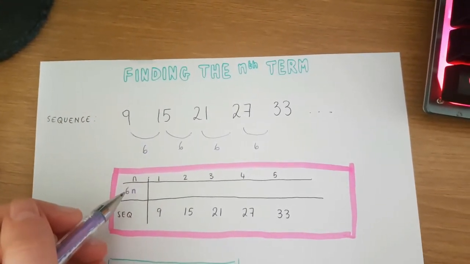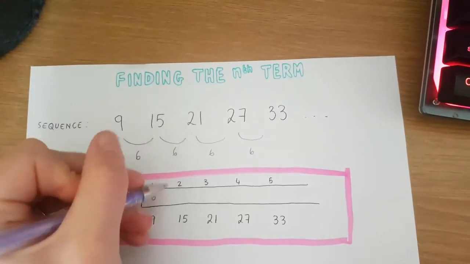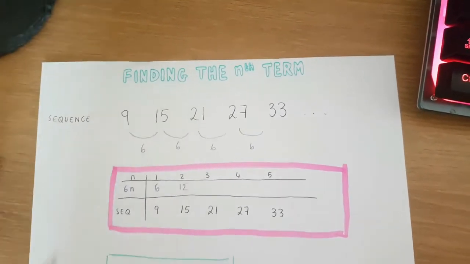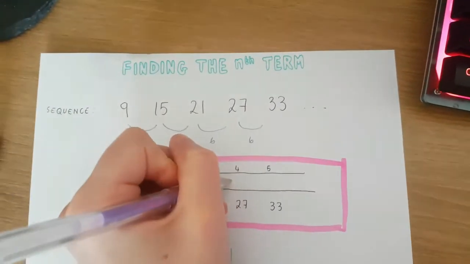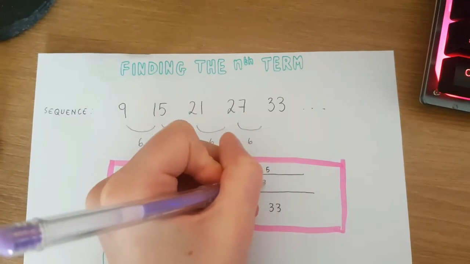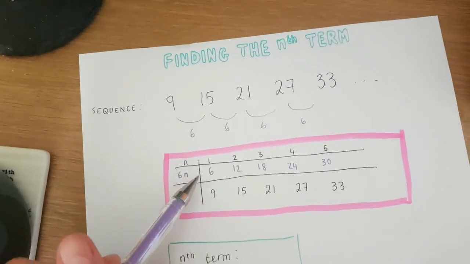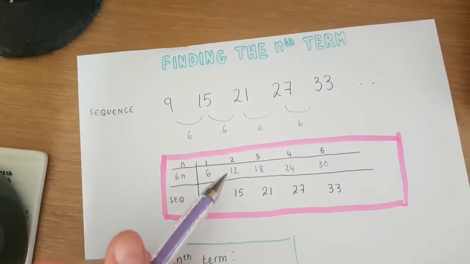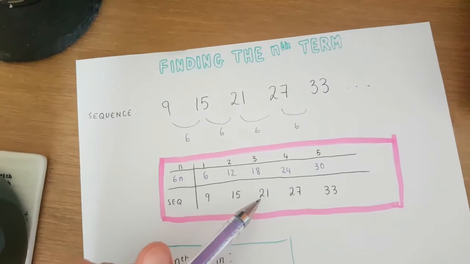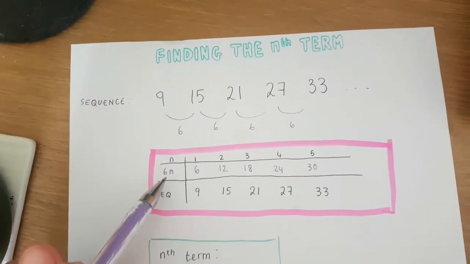Now I know 6n is 6 multiplied by 1, which is 6, 6 multiplied by 2, which is 12, and we continue on like this. So 6 multiplied by 3 is 18, we've got 24 and 30. Now the thing we can see is that 6n is not the same as our sequence here. We have 6 and 9, 12 and 15, 18, 21, etc. So even though I know this is the first part of my sequence, it's not the full sequence.